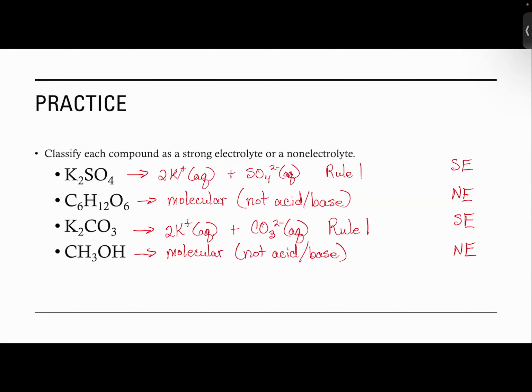Now, one thing I do want to point out, when I dissociated these compounds into their ions, you will notice that any subscript that is present in order to make the compound charge neutral became a coefficient when the ions were dissociated. Again, any subscript that was there to make the compound charge neutral became a coefficient in the dissociated reaction.